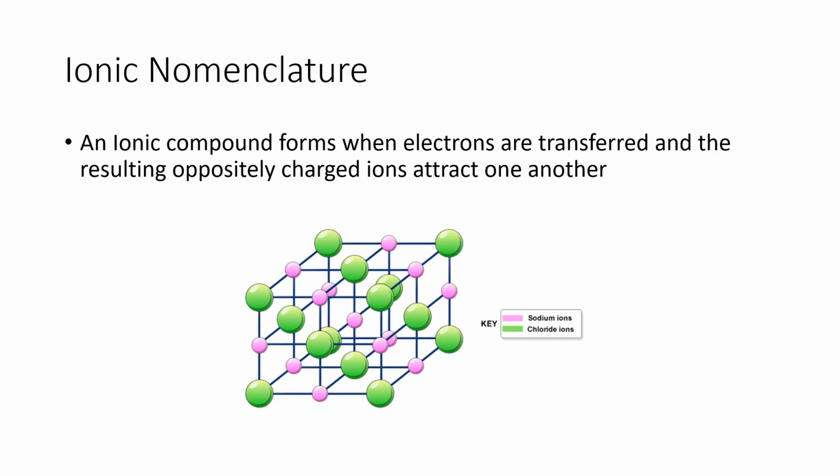Let's review ionic nomenclature. An ionic compound forms when electrons are transferred and the resulting oppositely charged ions attract one another. So in the picture, if you notice, the pink sodium ions are sandwiched between the green chloride ions.